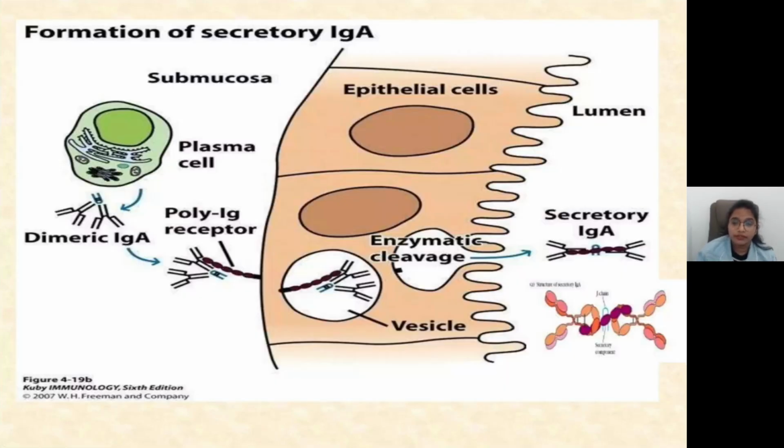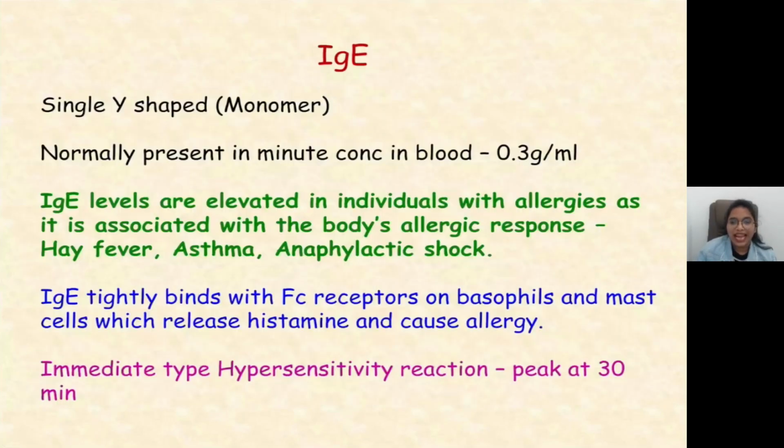How do they form? They form from the epithelial cells of the lumen, through enzymatic action. These are your vesicles, from where the IgA is secreted, and the plasma breaks down and they form a dimeric IgA. Right? Now come to IgE.